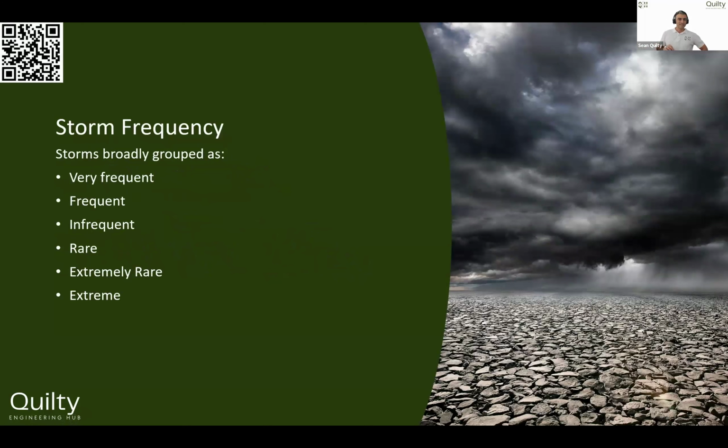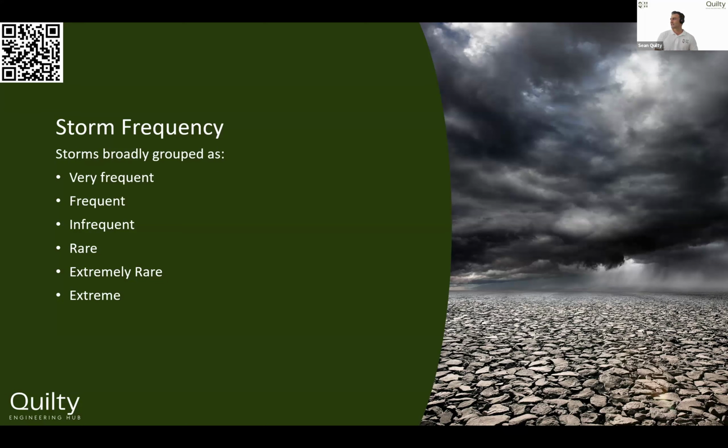So when it comes to storm frequency, we're trying to explain how frequently this particular design storm will occur. How often are we going to see this design storm? So we break these storm frequencies into a broad group of classifications. You can see here, we can call it a very frequent storm, something that you would see pretty much every single year. You'll have a few storms, say in summer. That's what we would call a very frequent storm. We then go into frequent and infrequent storms, and then we get into the rare, extremely rare, and extreme storms.